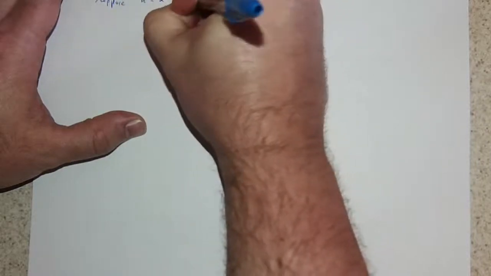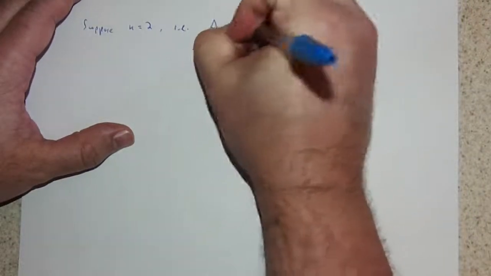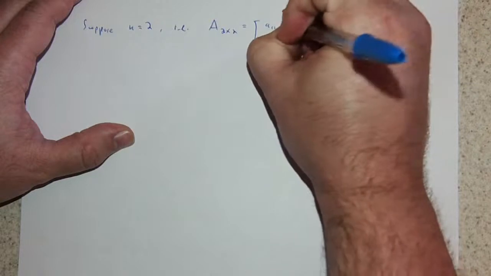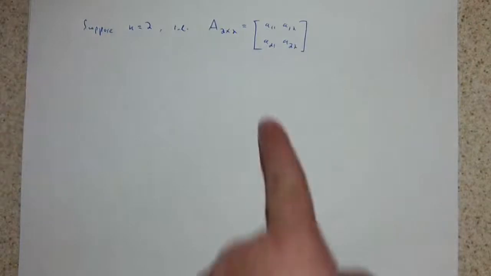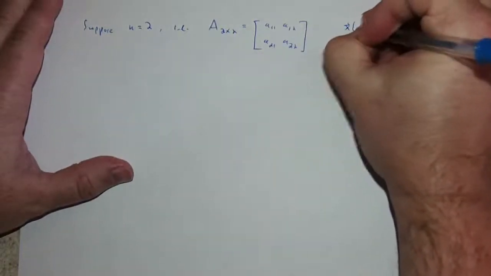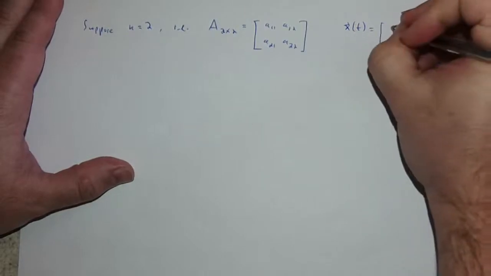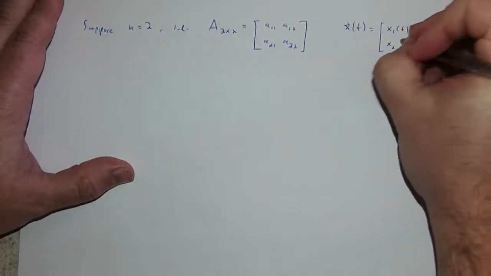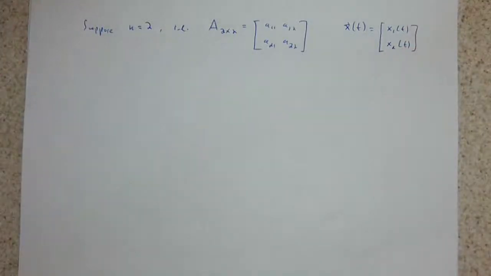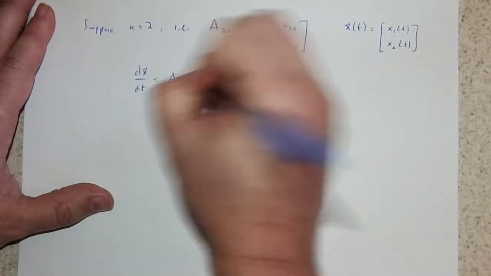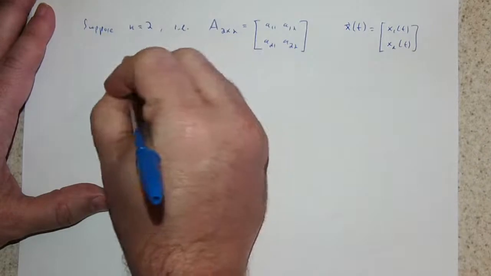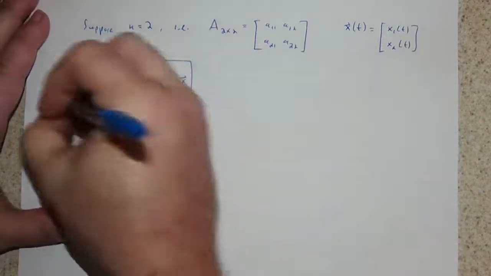So suppose n equals 2, i.e. the system in question, so A is a 2 by 2, we'll say that it's the matrix with entries A11, A12, A21, A22. And our solution vector is x1, x2. And then the differential system in question is the usual. Then there are three cases.